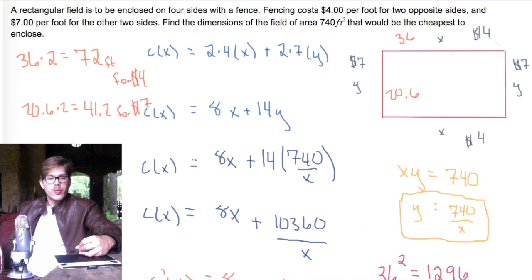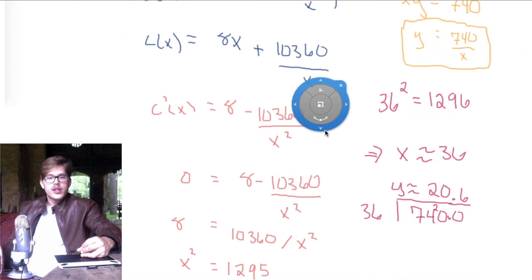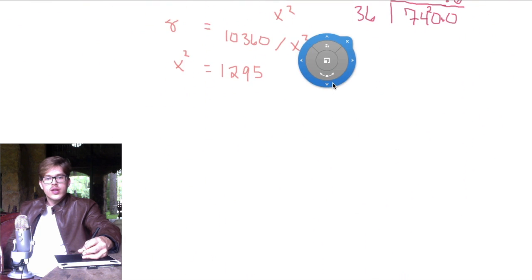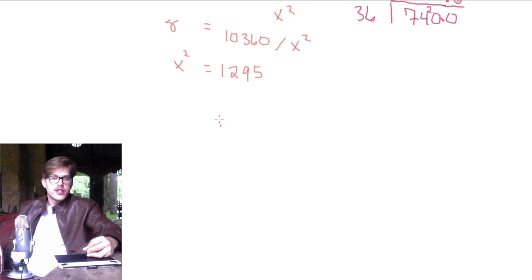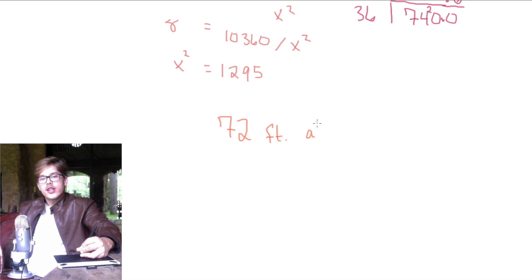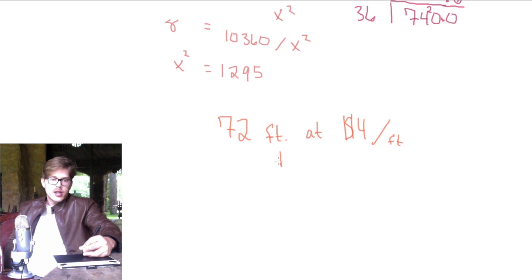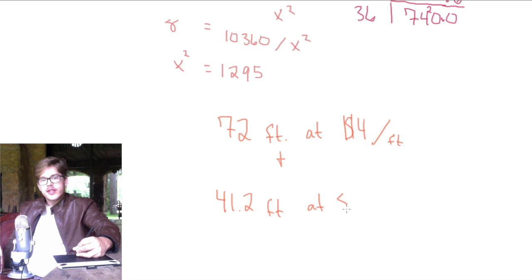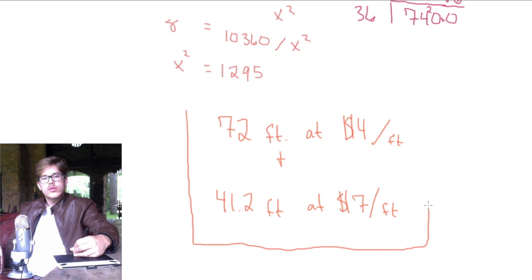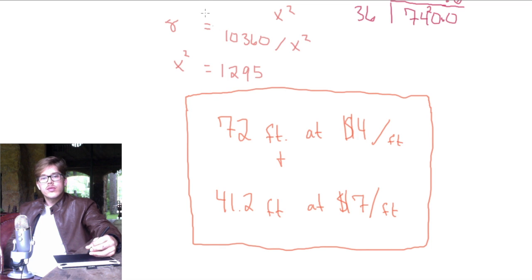And so what is our final answer? Well, I think we can leave our final answer as that. So 74 feet at, or I'm sorry, it was 72 feet at $4 per foot. And 41.2 feet at $7 per foot. Excellent.